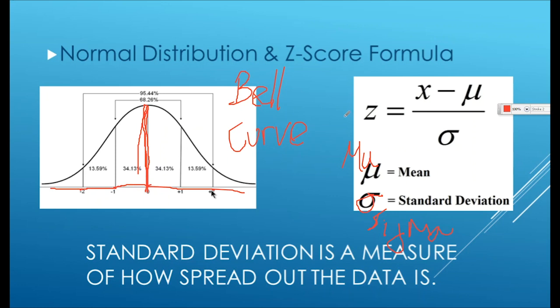So when you want to find the z-score, you take the raw score, which is x, you subtract the mean, and then you divide by the standard deviation. The x is the raw score.